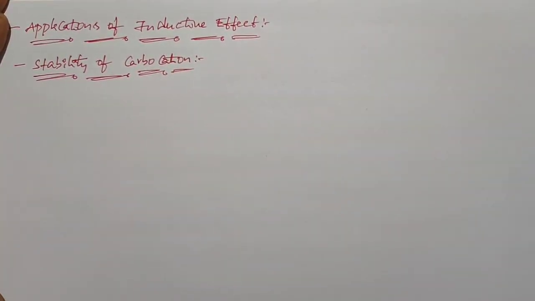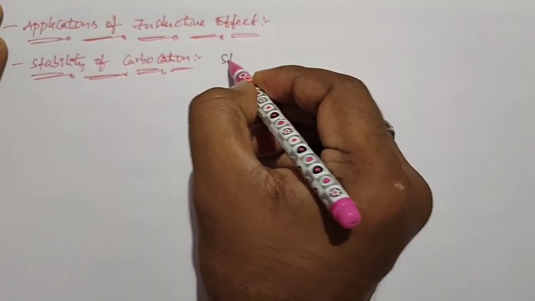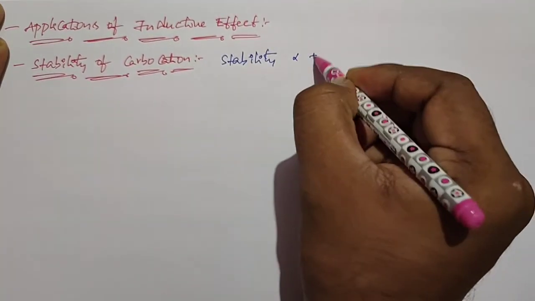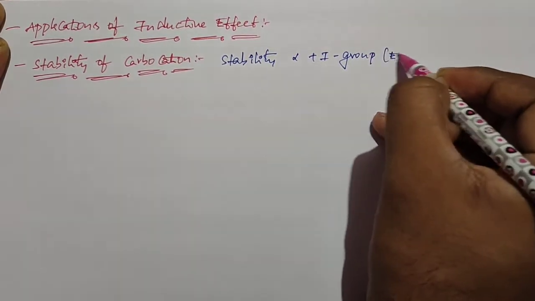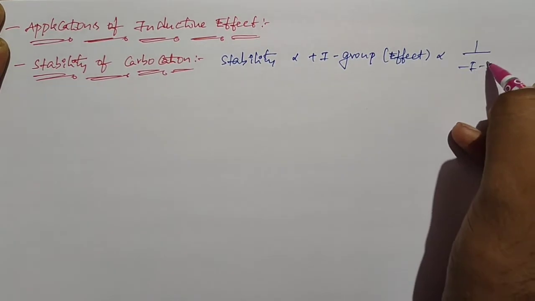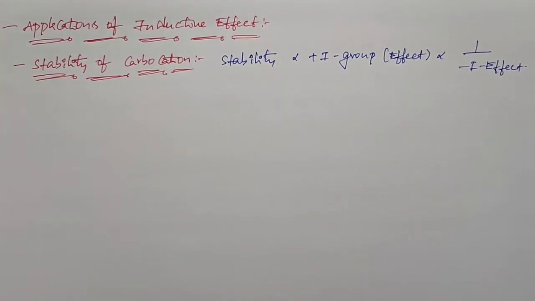Generally, the stability of carbocation is directly proportional to plus I effect and inversely proportional to minus I effect. So, based on the inductive effect, stability of carbocation is directly proportional to plus I group and inversely proportional to minus I effect. I mean, if a plus I group is attached to the carbocation, it will be more stable. If a minus I group is there, it is less stable.